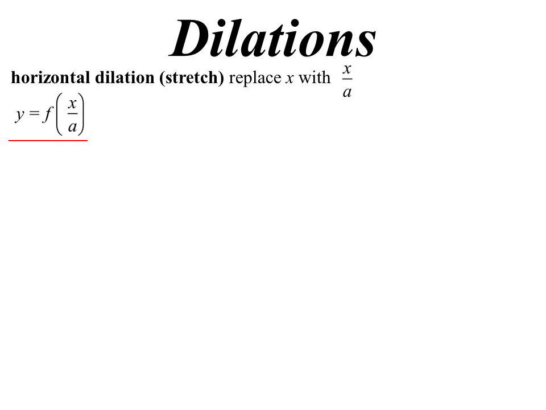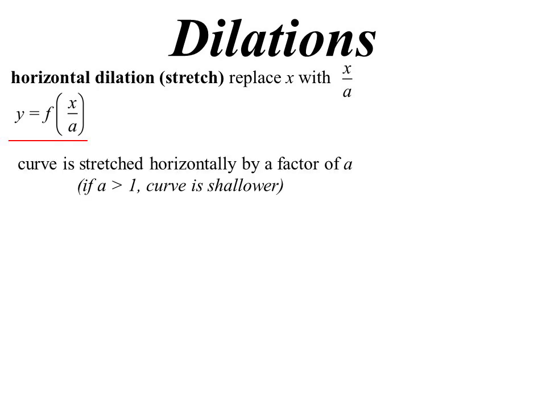Now if we've got that, that means stretching by a factor of something greater than 1 means pulling it out. Now if that factor is a fraction, like a half, then it has the reverse effect, it pushes it in. But basically, if that number is bigger than 1, the curve should become shallower. So when you pull it out, it's going to become a shallower curve.